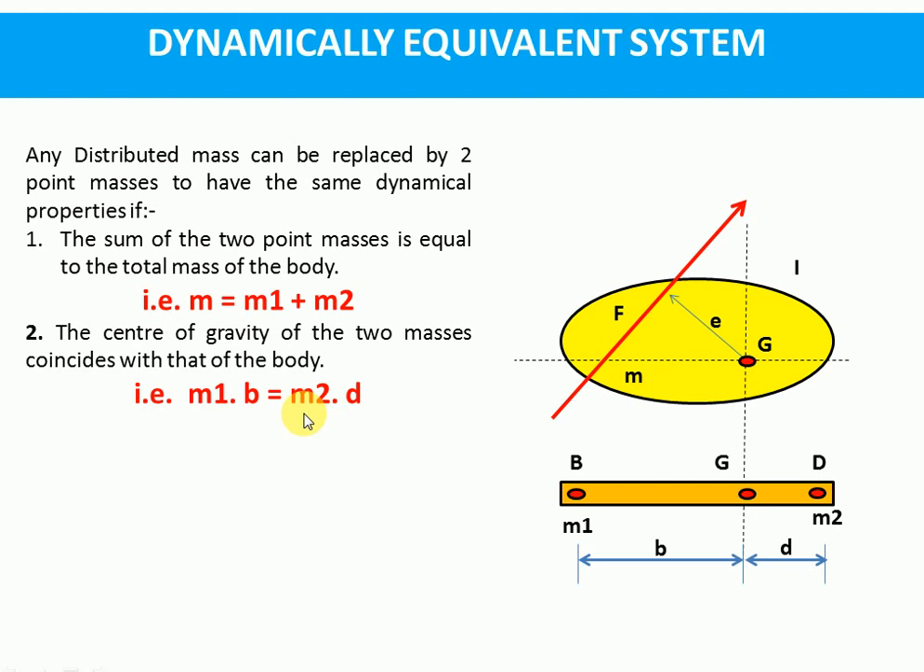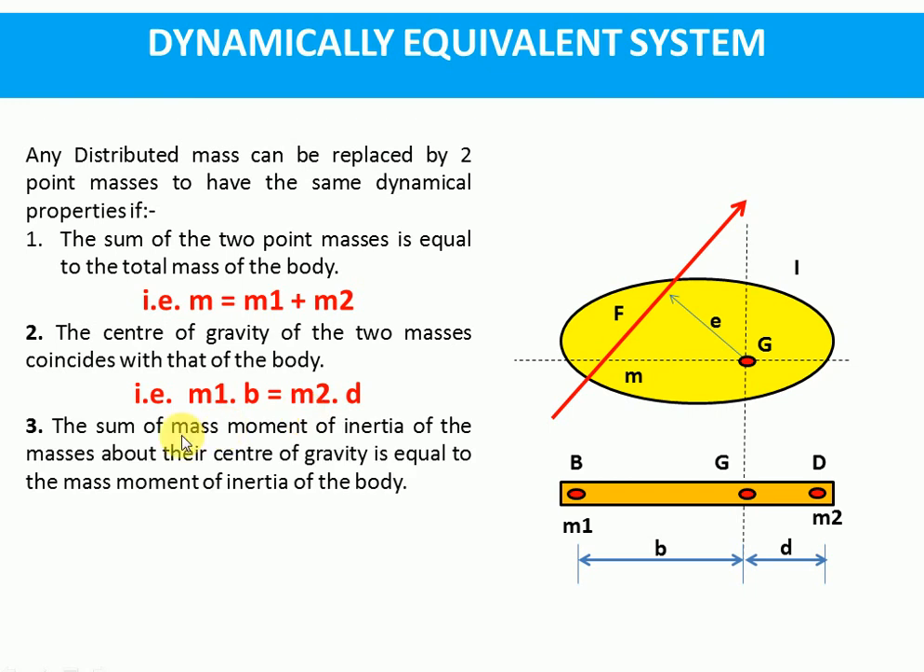And the third and last condition is that the sum of the mass moments of inertia of the masses about their center of gravity is equal to the mass moment of inertia of the body. That is, the mass moment of inertia of the body I should be equal to the sum of the mass moments of inertia of these point masses about their center of gravity. That is, m1 into b square plus m2 into d square should be equal to I.